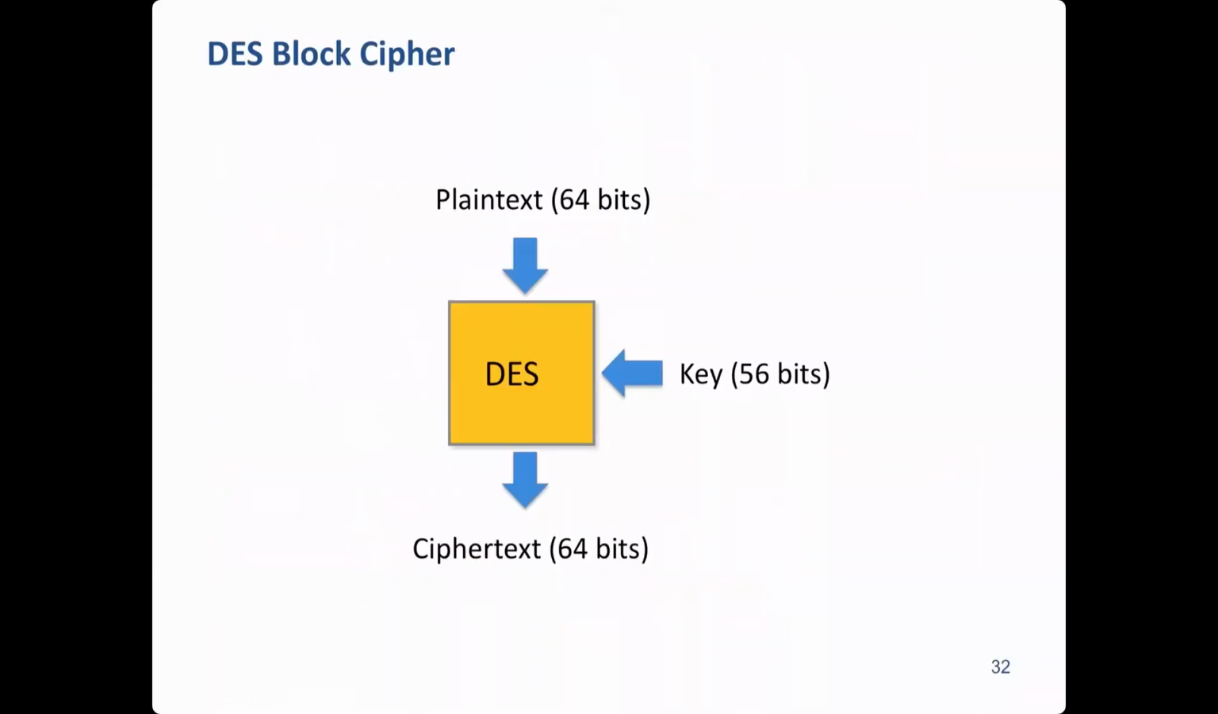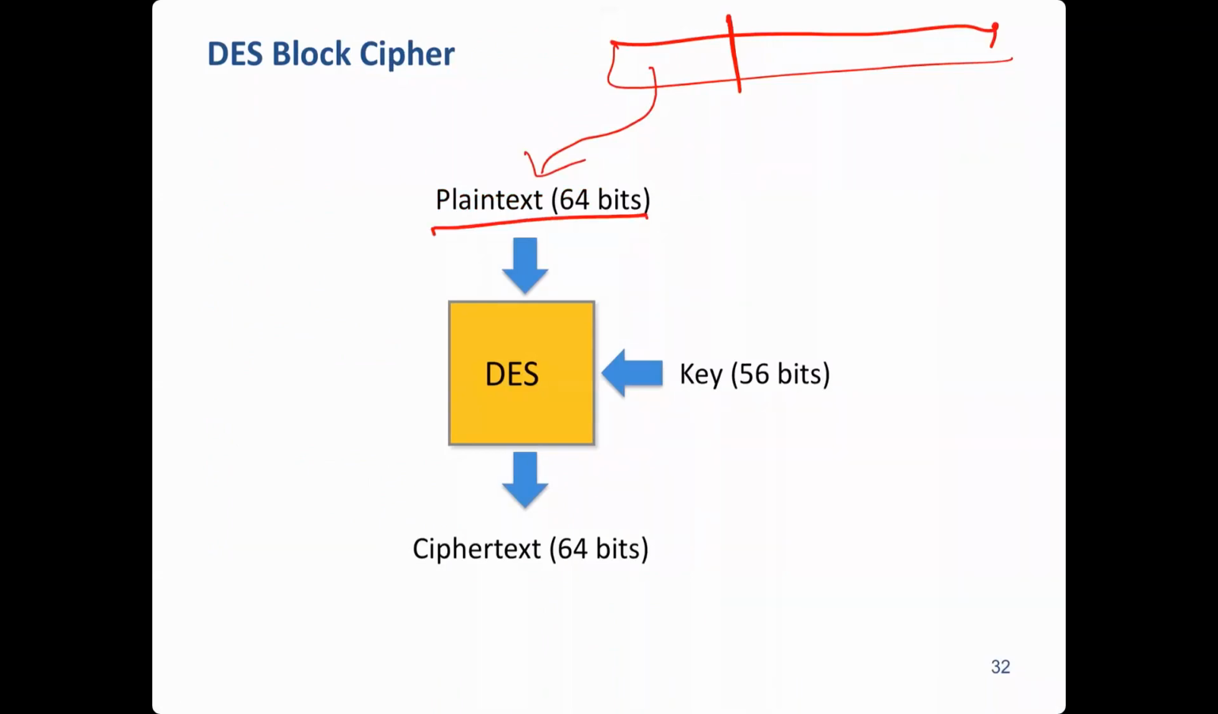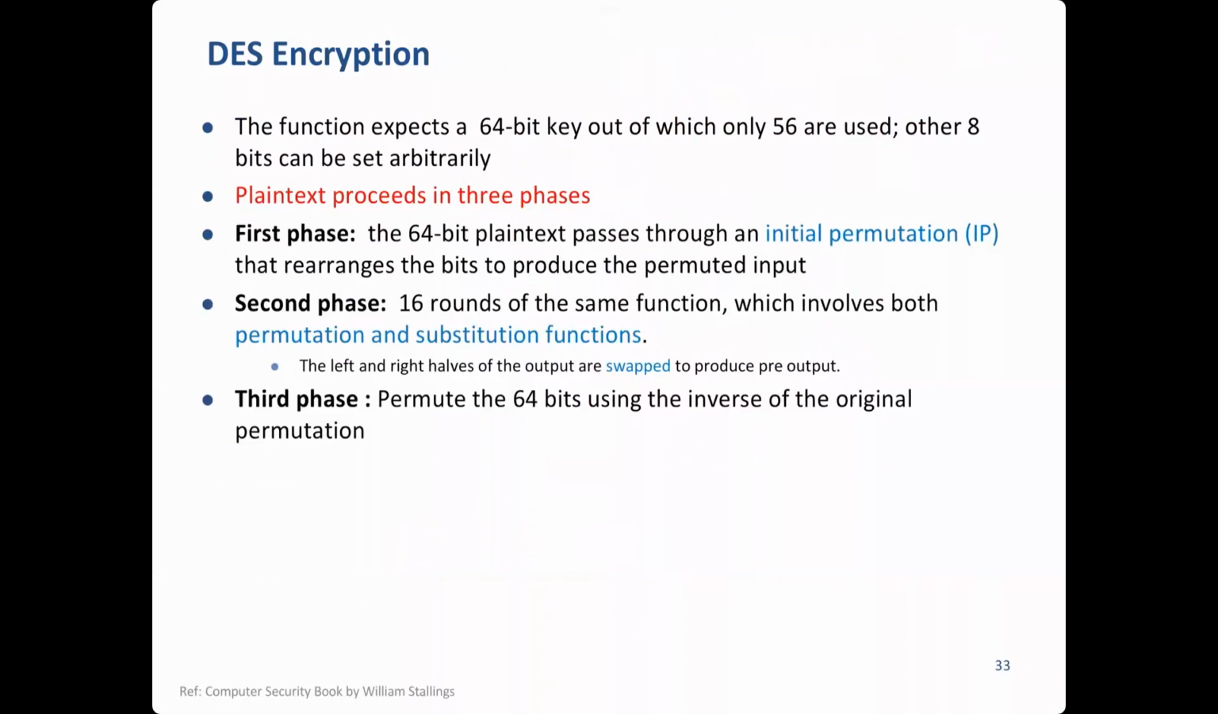All right. So now we have plain text, whatever the message size. Split this into blocks of 64 bits, which we call a block. This is the plain text. The output is of the same size, 64 bits, and the key size is 56 bits. Any question? Okay. So there are 3 phases.